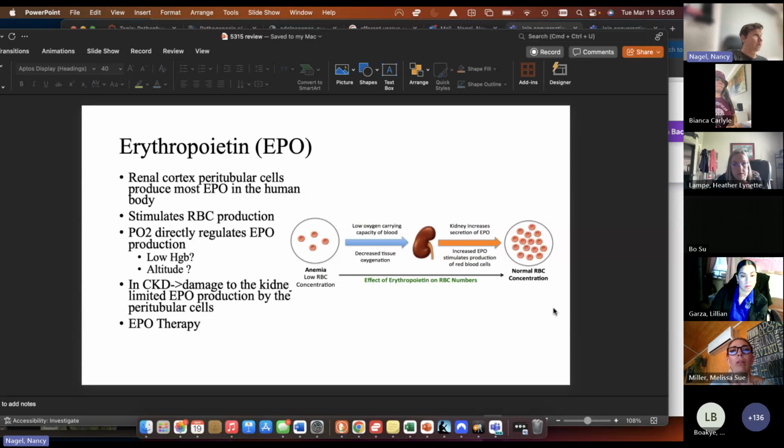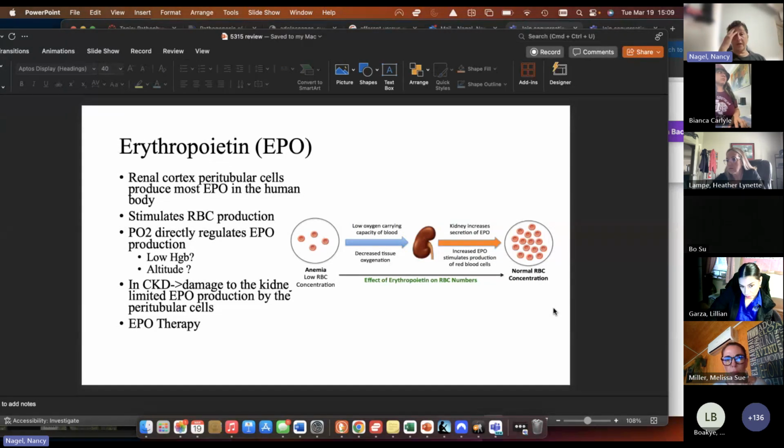Also, if you live at altitude, the oxygen level is still an FiO2 of 21%, but the O2 molecules are actually farther apart, so people become more hypoxic at altitude. If they live at altitude for longer periods of time, that can actually cause stimulation of this hormone. These are things that are going to kick it in, saying, hey, I need more red blood cells. So when we have damage to the kidney, as we do with CKD, then that can actually decrease the production of this hormone because the kidney is not functioning well at all.